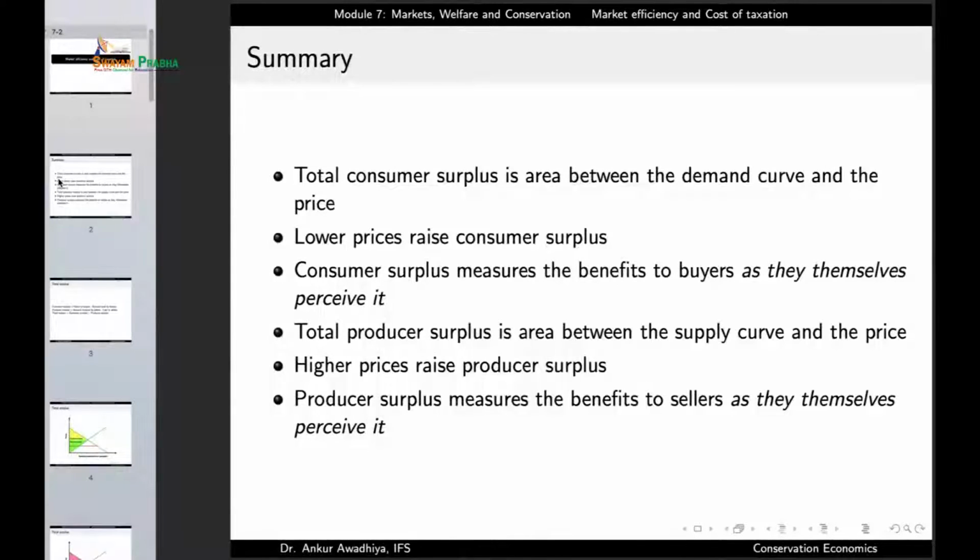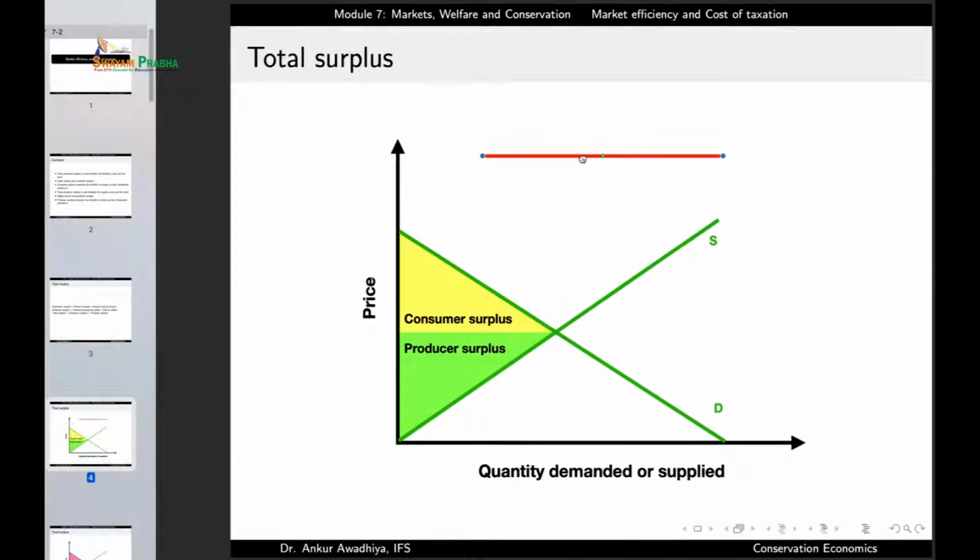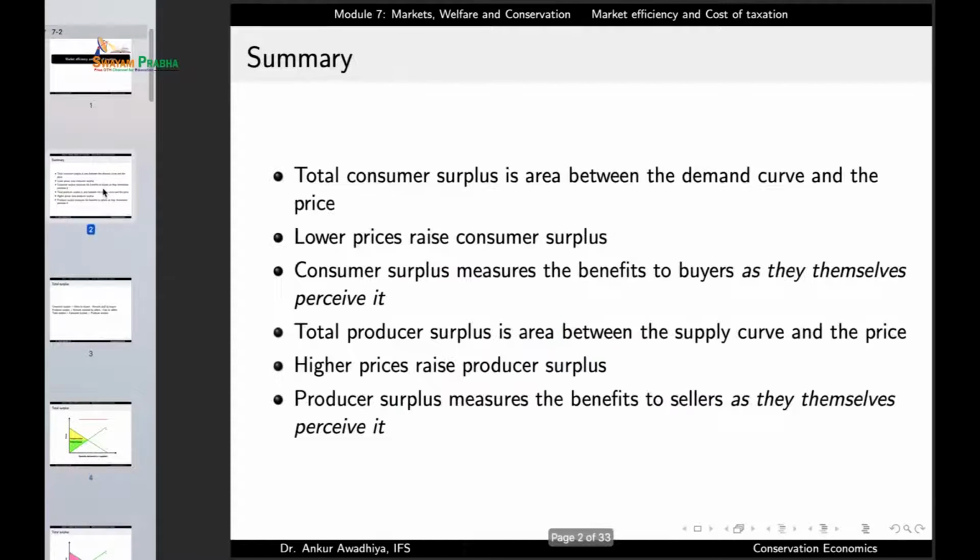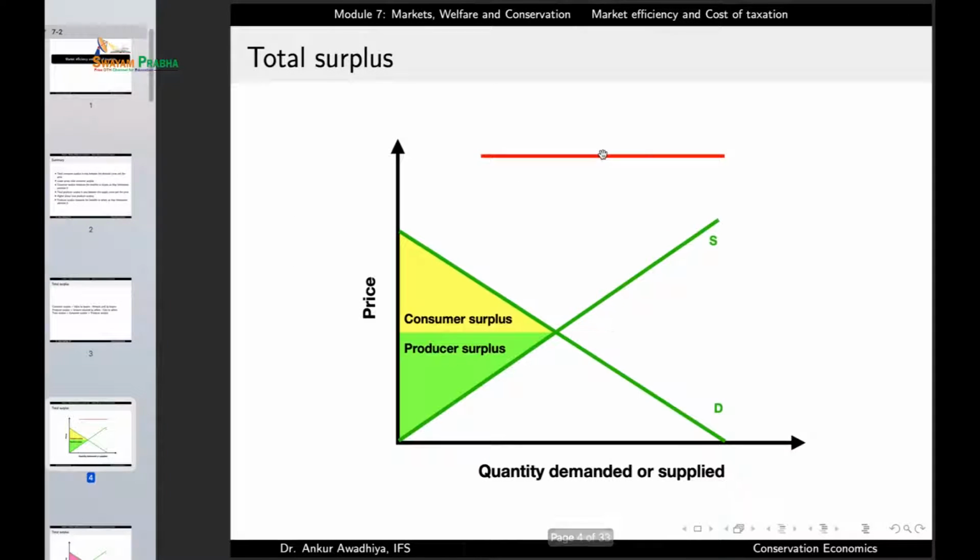Then we observed that total producer surplus is the area between the supply curve and the price. That is, if you look at this curve, the green colored triangle is the area between the supply curve shown here and the price. So this is the producer surplus. Higher prices raise the producer surplus. So if the price, in place of this much, were raised to this much, then the triangle would become from here to here, this large triangle. So the producer surplus increases when the price increases.